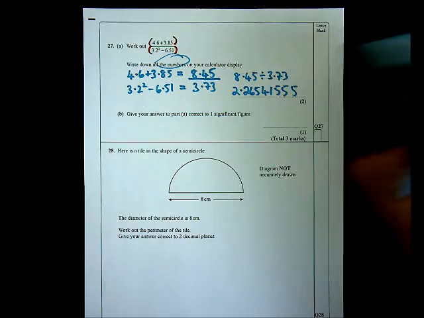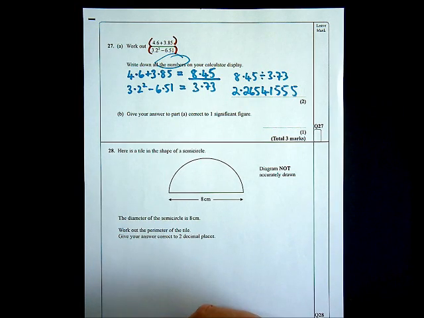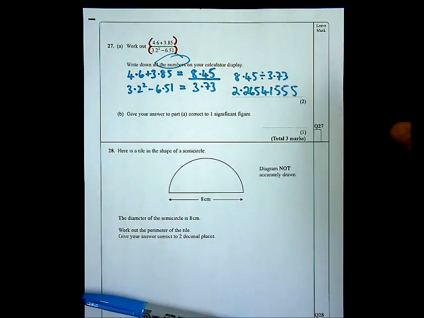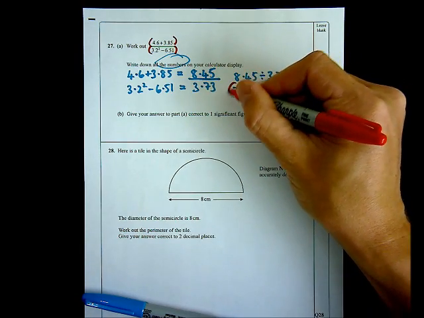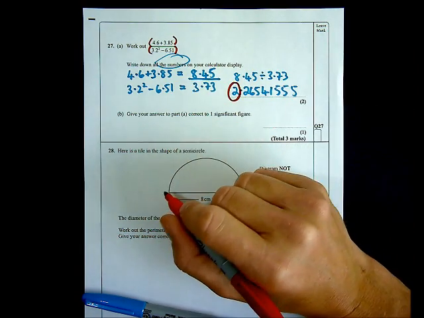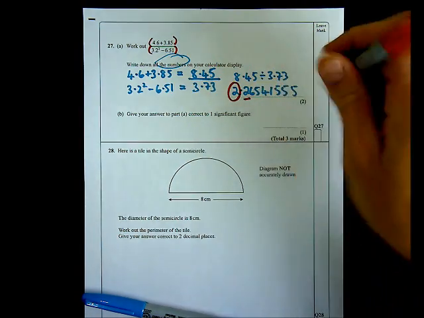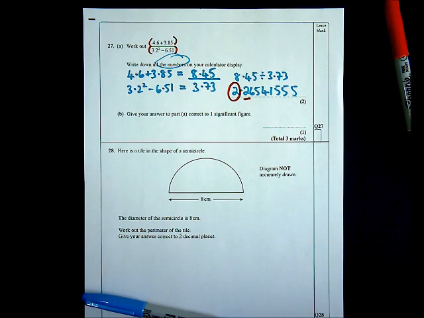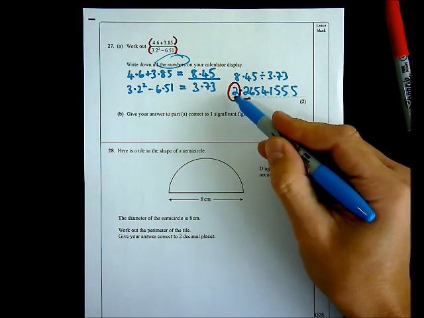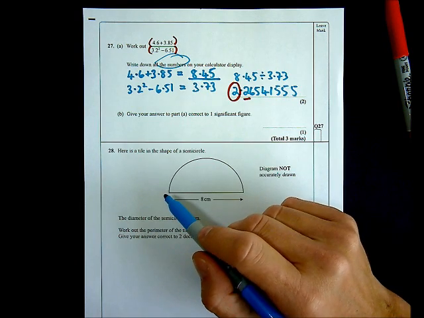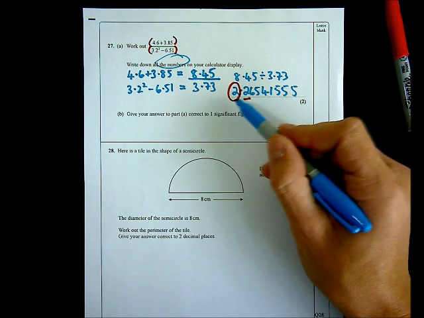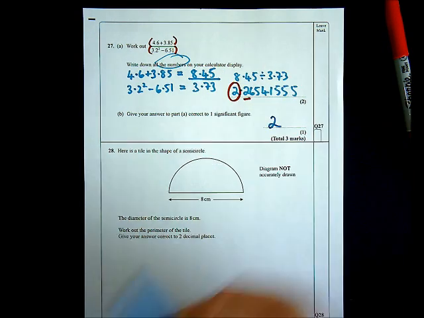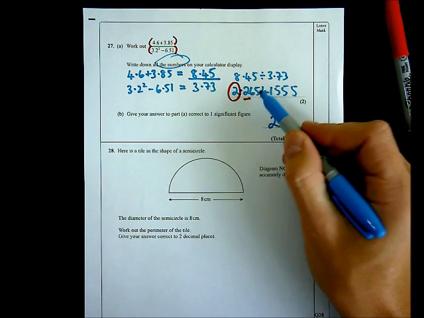Part B, I'm asked to give my answer to 27 part A to one significant figure. So one significant figure, the first significant figure is the very first non-zero number, and I'm going to look at the number directly afterwards, the 2, to make a decision as to whether this is going to stay as a 2 or whether it's going to be rounded up to 3. And as this is less than halfway, this is going to stay as 2. So to one significant figure, that number would be 2.